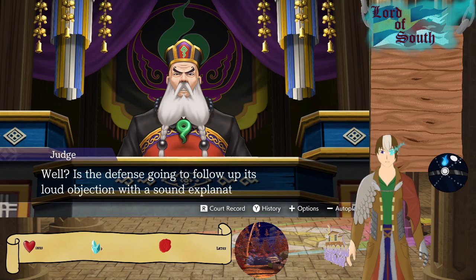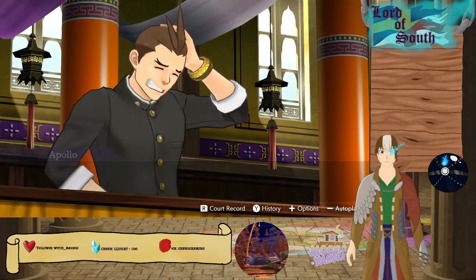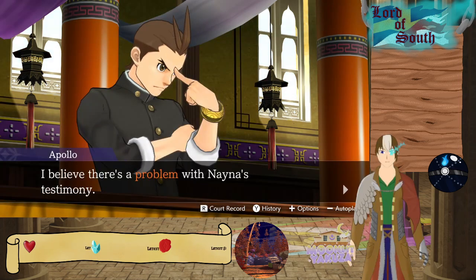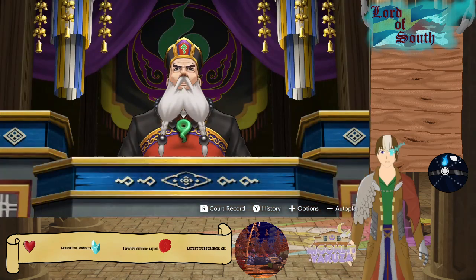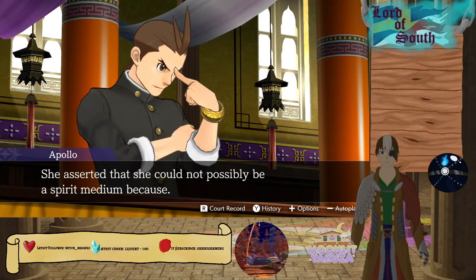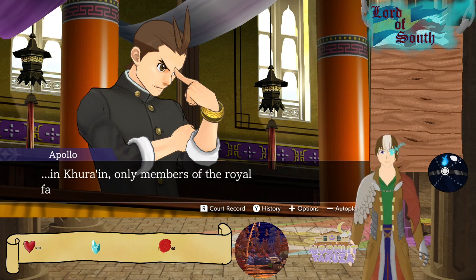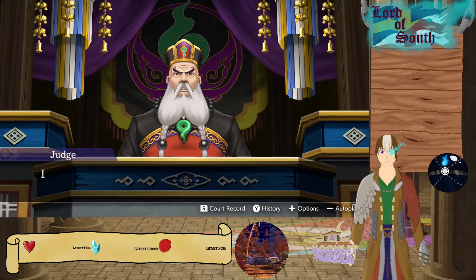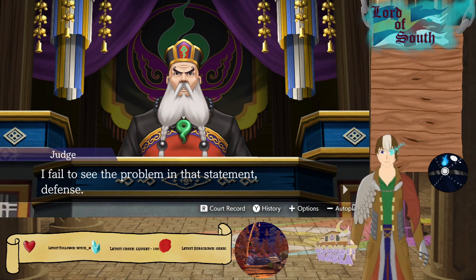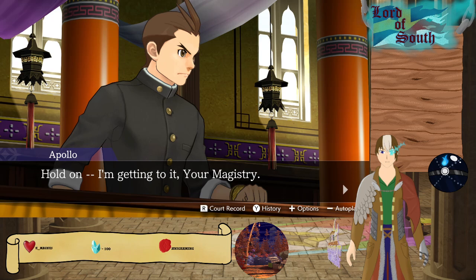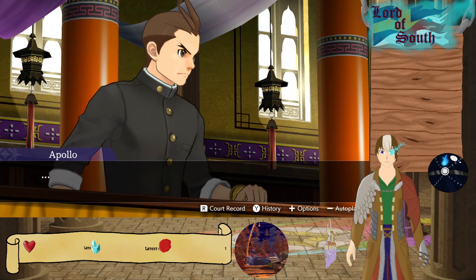Well, is the defense going to follow this loud objection with a sound explanation? Or are you gonna stand there? Oh, sorry. How to put this? I believe there's a problem with Nina's testimony. Go on, I am waiting, you know. She asserted that she could not possibly be a spirit medium because in Kurain only members of the royal family can learn how to channel spirits. Yeah, I do fail to see the problem in that statement, defense. Hold on, I'm getting to it, your majesty, just hold your horses.